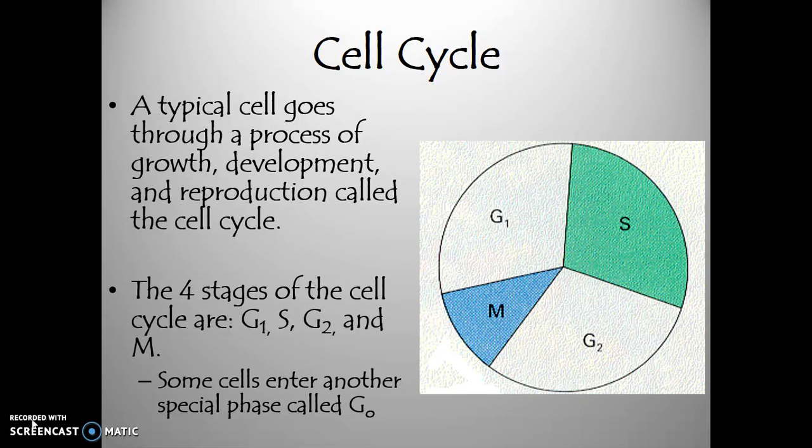Now, some cells will enter a special phase called G0. And what that means is that the cell's just never going to divide again. These are like your brain cells. Once they go through the process a few times, they're going to go into a special thing called G0, which means they're never going to divide again. They're just going to live their lives and do their jobs. But most cells are going to go through the cell cycle, G1, S, G2, and M, and then start all over again with G1, S, G2, and M, and so on, and so on.